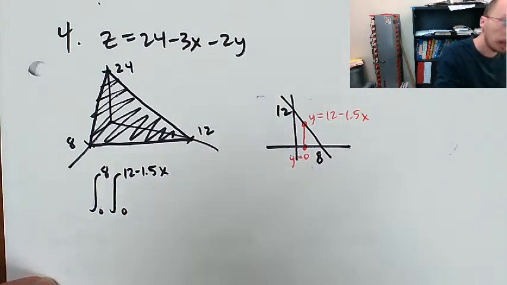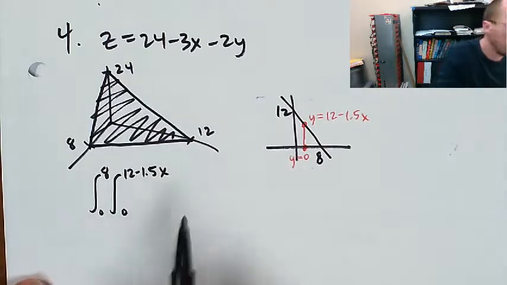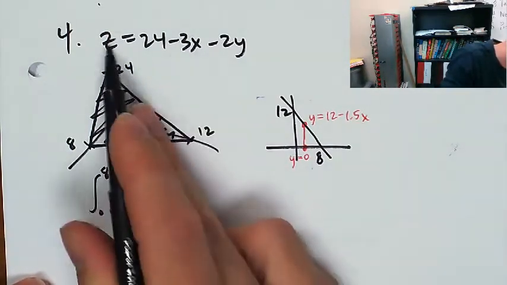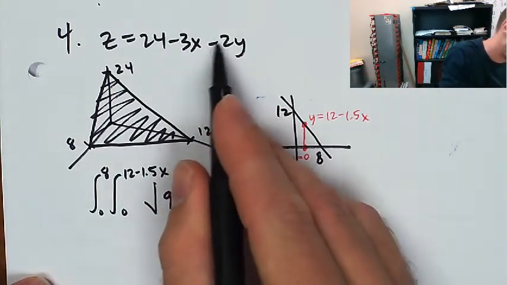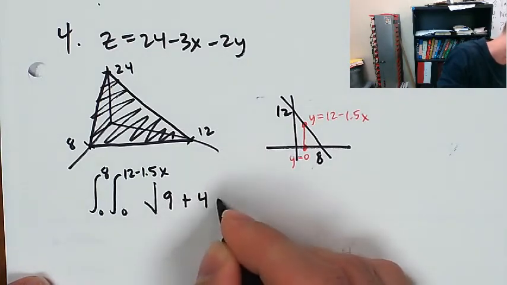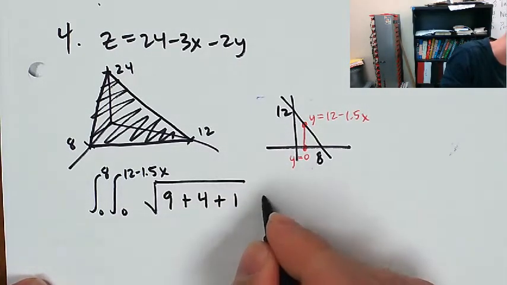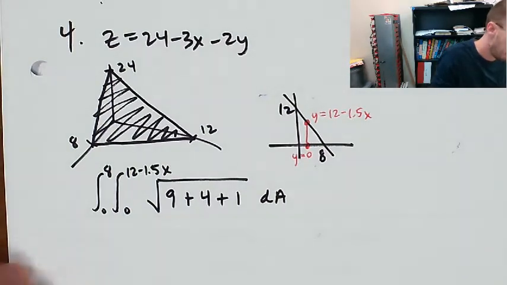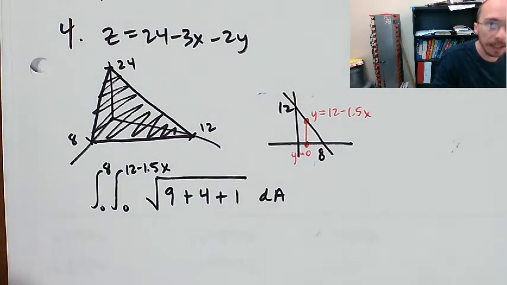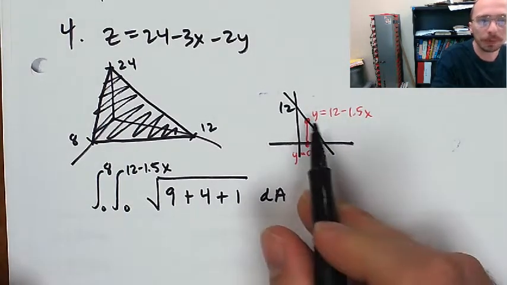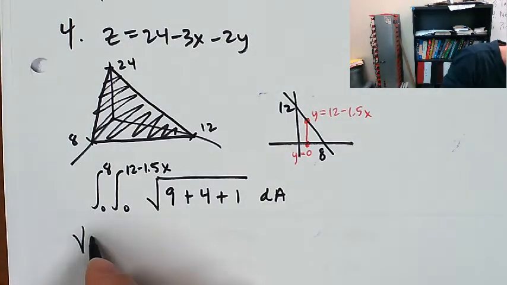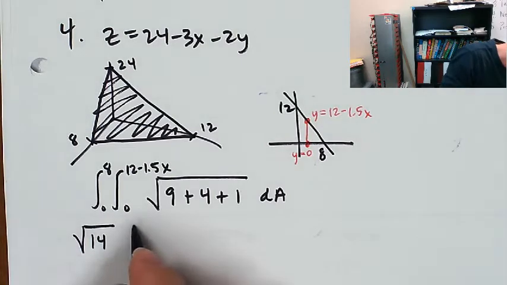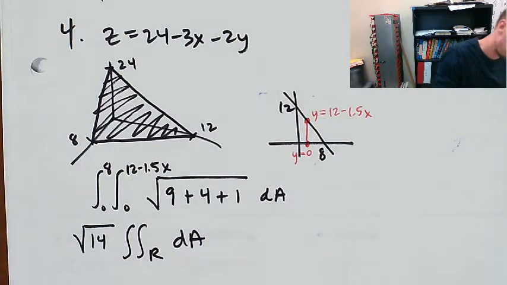I'm going to need my square root, but these partial derivatives are going to be really easy to take. So it's going to be the square root of zx squared, which would be negative 3 squared, plus zy squared, which would be positive 4, plus 1. Now, I may have made a mistake. I probably got ahead of myself doing that work, because I see this as a constant. I'm going to factor it out: square root of 14 times the double integral over R of dA.